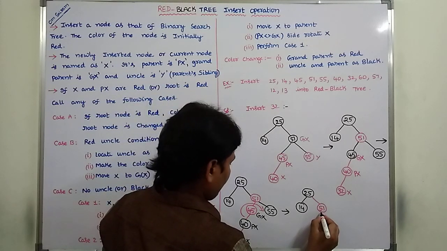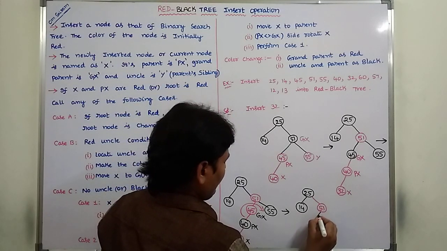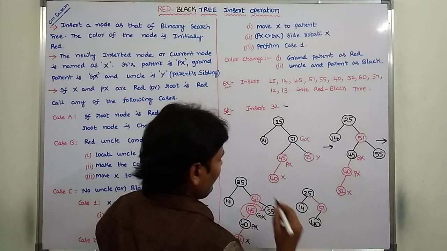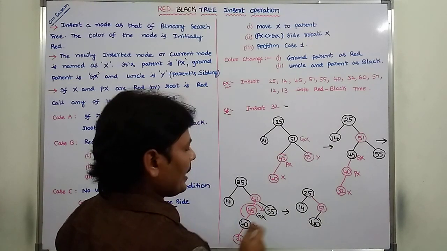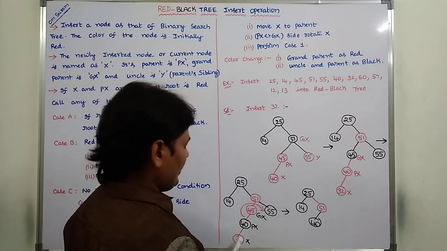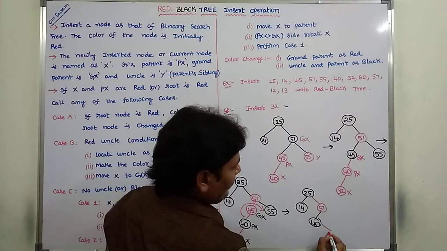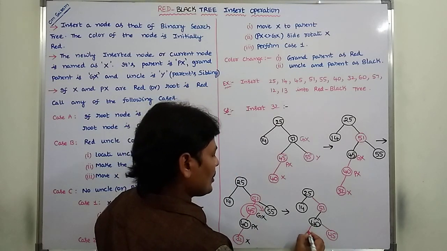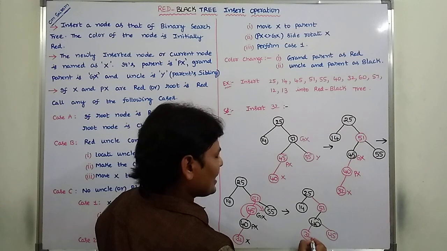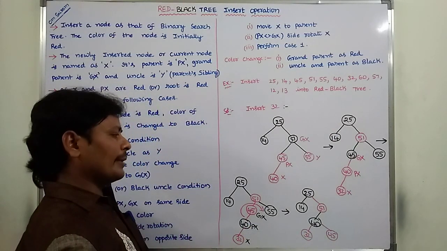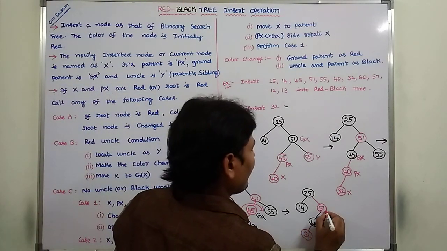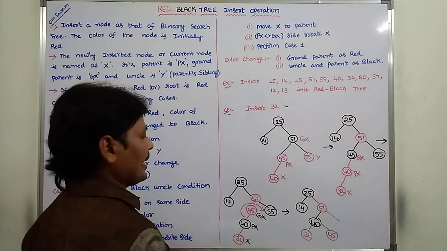So this is 40. Okay. Then 45 goes to right. 45 goes to right and 32 goes to left. It is similar to AVL tree rotation, and also 55 is there at this side.